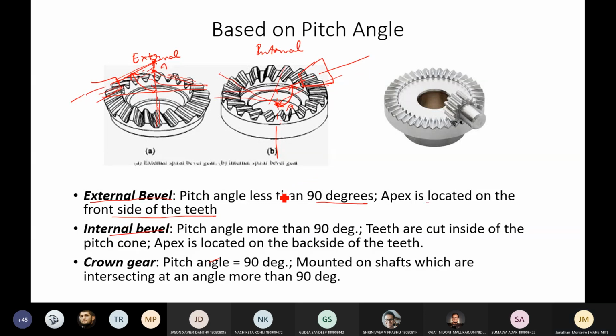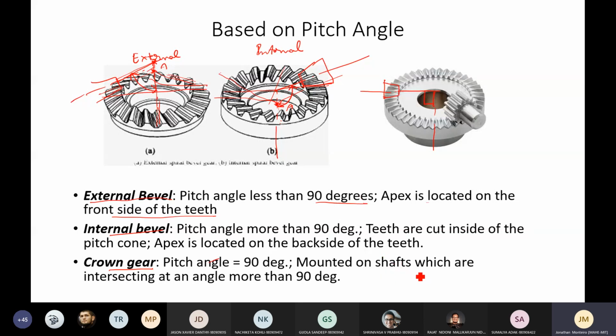Crown gear, it is very simple, straight away 90 degrees. So of course the one pinion is here. I'll draw just for representation purposes. If I draw, this pinion will come somewhat like this. It will be straight, horizontal. This is vertical. So horizontal with vertical is always 90 degrees. And such an arrangement is called the crown gear.